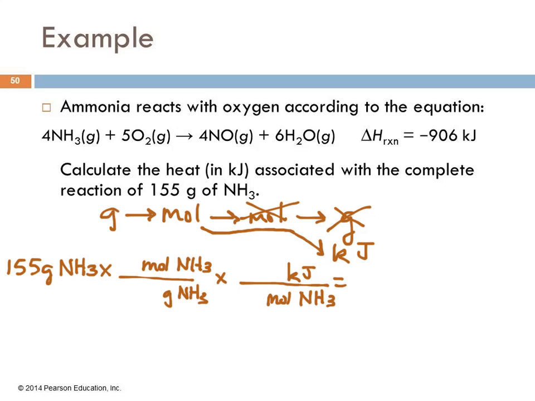And then we go looking for numbers. The number for this conversion factor comes from the equation. Here we have delta H reaction, the heat of reaction, is minus 906 kilojoules. So minus 906 goes in front of the kilojoules. And that much energy is released for every 4 moles of ammonia. So 4 goes down here.